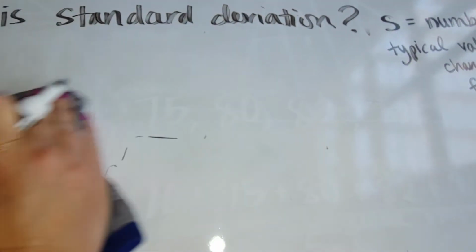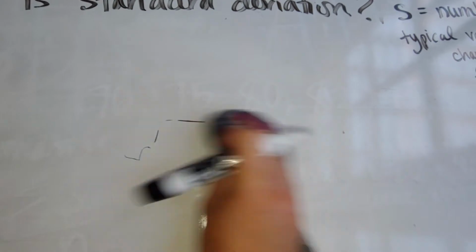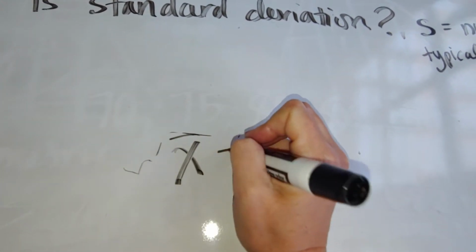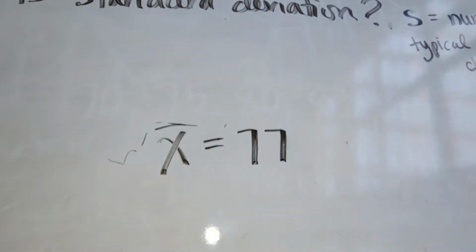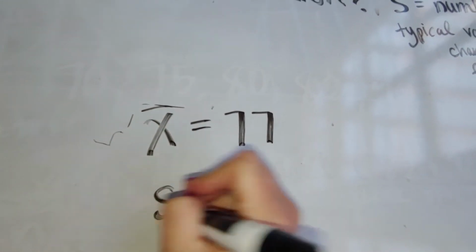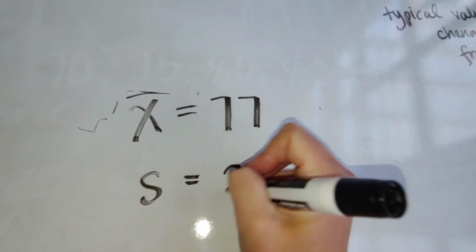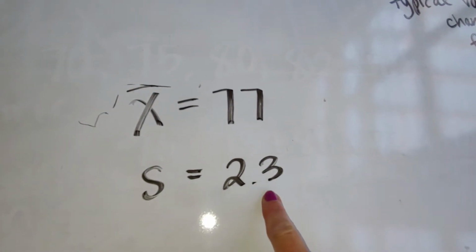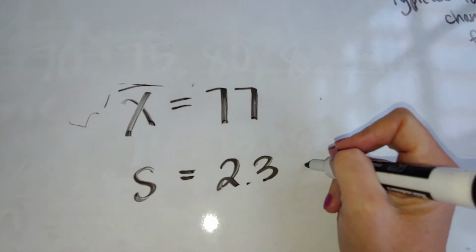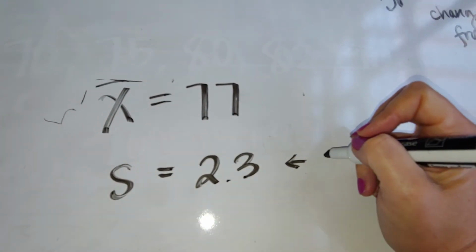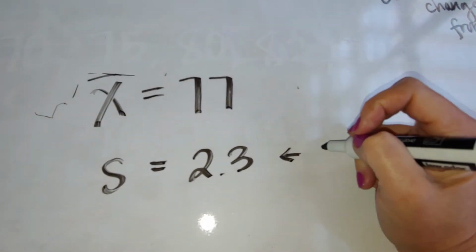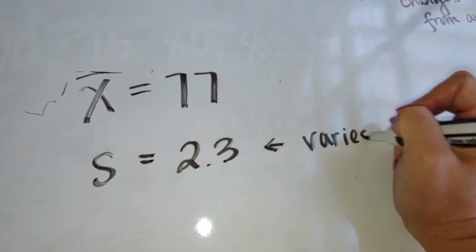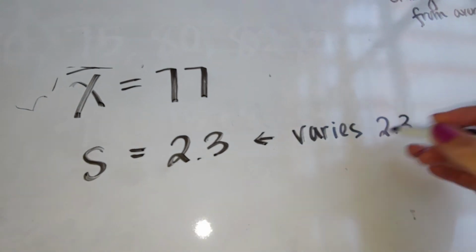Okay, so let me go ahead and show you an example of what I mean, the idea of it. So if I told you that the average test score was a 77, and then I told you that s is 2.3. What this is saying is that s, being the standard deviation, is saying that the typical exam score, or the typical data point, varies by 2.3 from the mean.